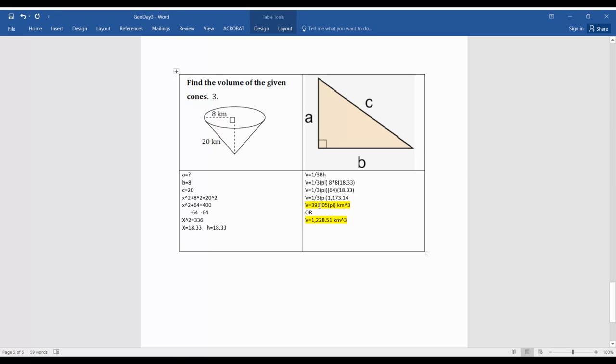Or I can take that and actually multiply by pi, or by 3.14159, and I will get this answer for my volume: 1,228.51 kilometers cubed. Again, this is the more precise answer, but sometimes you will see answers in terms of pi, which means you would just leave it like this and you would have one less step to do.